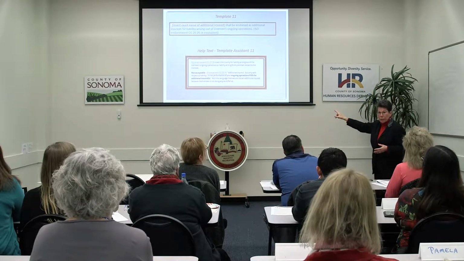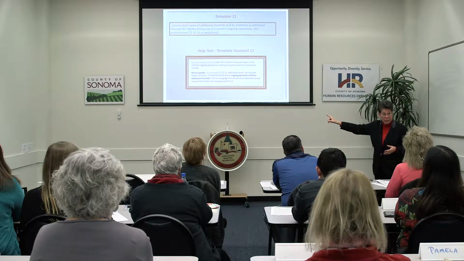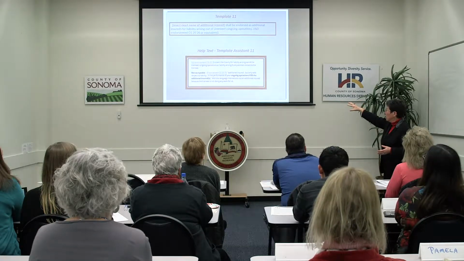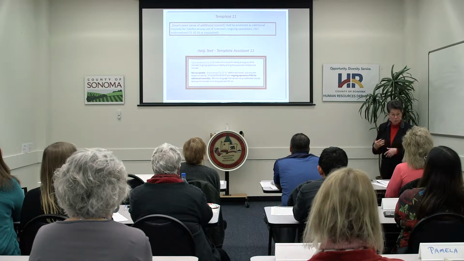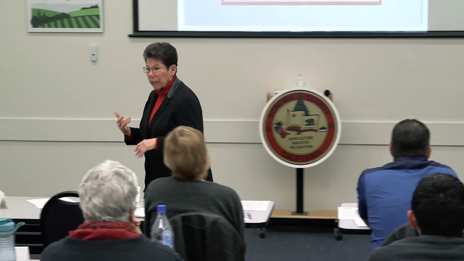We also point out when it comes to additional insureds, in your template assistance, real helpful information is in the help text. For example, in this template, we point out that we won't accept the CG 2010, which we're going to learn in just a minute, is work performed for the additional insured, because we're talking about license agreements here. So really use your template assistant for help in vetting and reviewing additional insured endorsements.